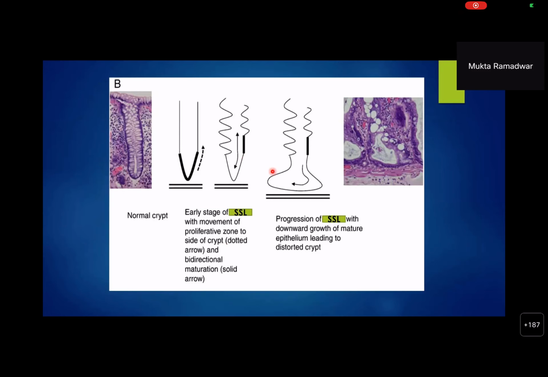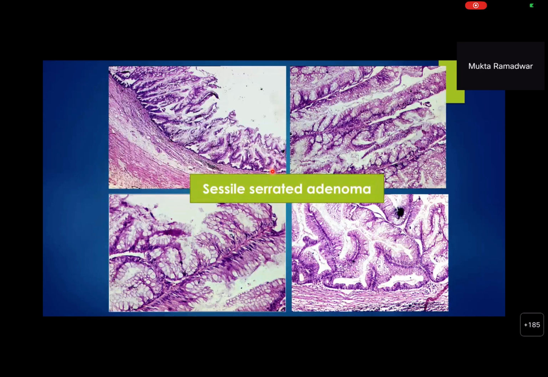Okay, so this is a step ahead of the so-called hyperplastic polyps, where you had only one-sided, abnormal movement of the cells, but here it is both ways, upwards as well as downwards. And that is a sessile serrated adenoma in the appendix without dysplasia. Right? So now this is a misnomer. We no longer call them sessile serrated adenoma. We call them sessile serrated lesions without dysplasia. That is the correct diagnosis.